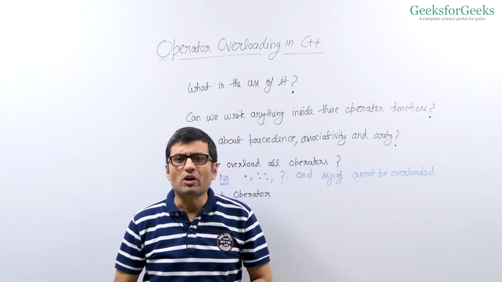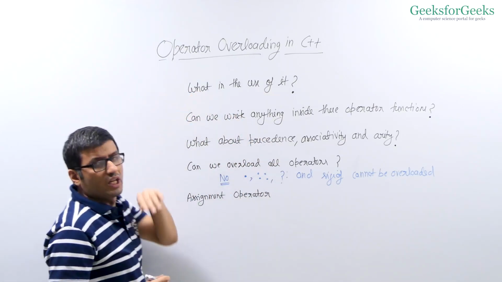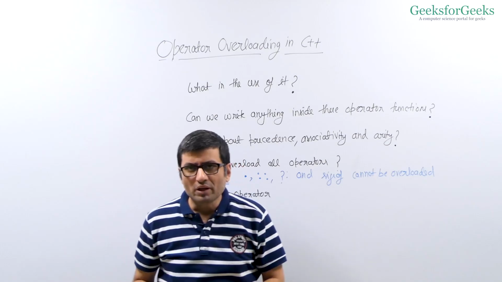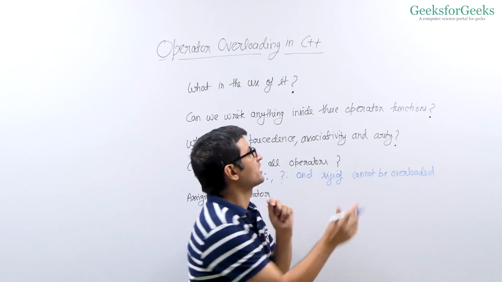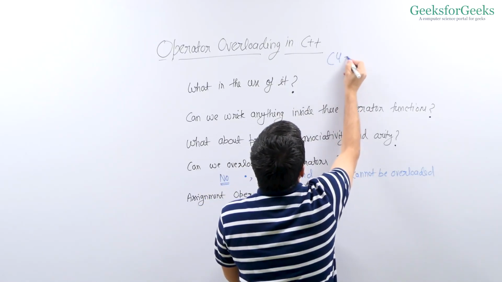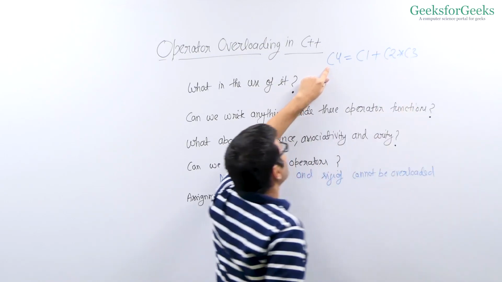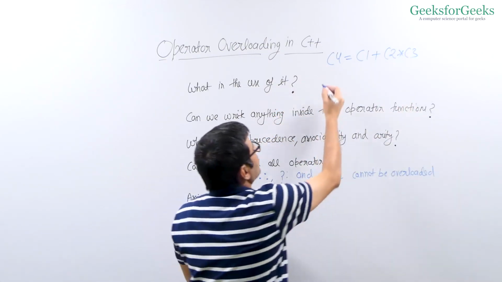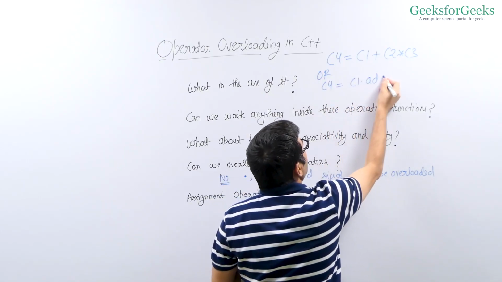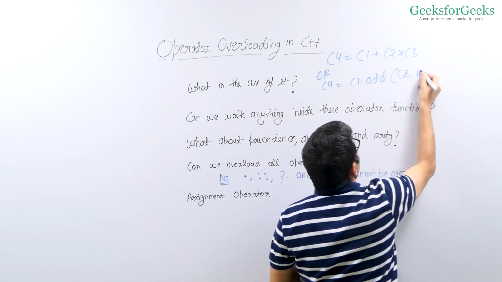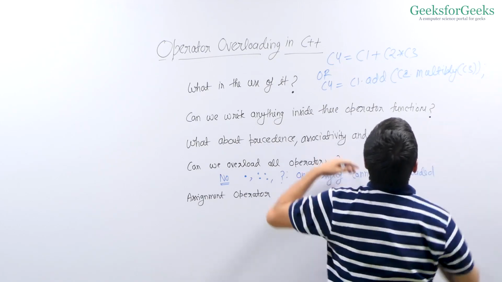Let us now talk more about operator overloading. Let's talk about this first point. What is the use of it? Imagine that you have a complex number class which has many complex expressions which involve many mathematical computations. For example, you want to find out the value of C4, which is C1 plus C2 into C3. So if you do not overload operators, you will write some functions. You will do something like C4 equal to C1.add(C2.multiply(C3)). This is how you will do it.